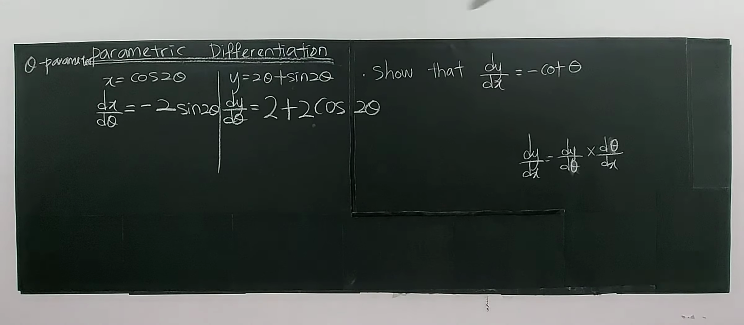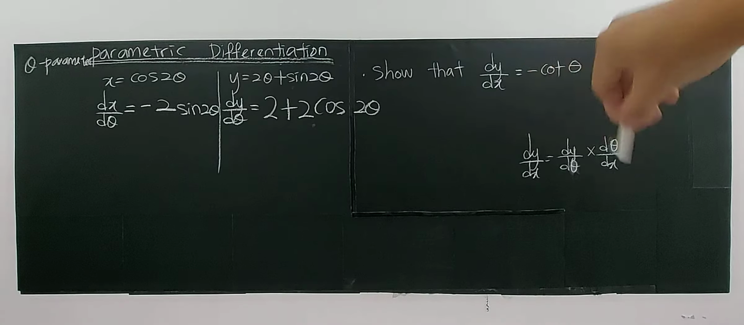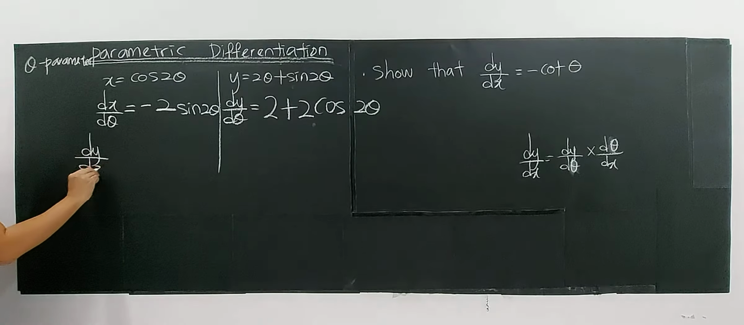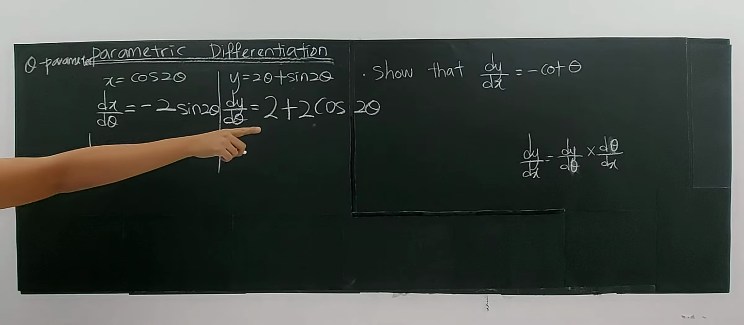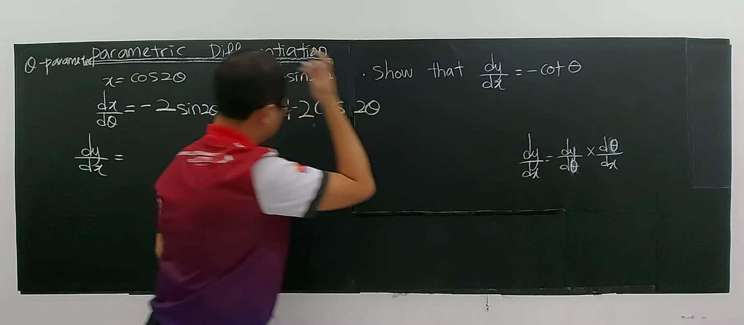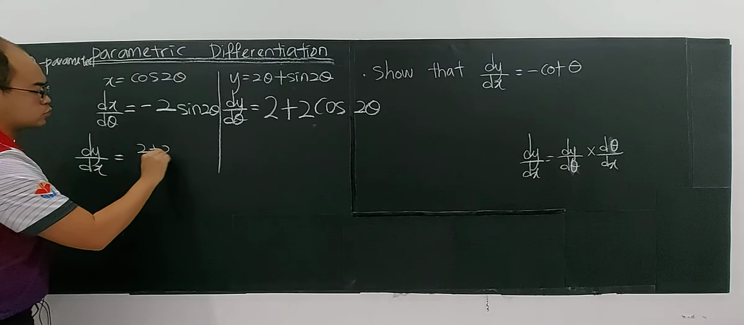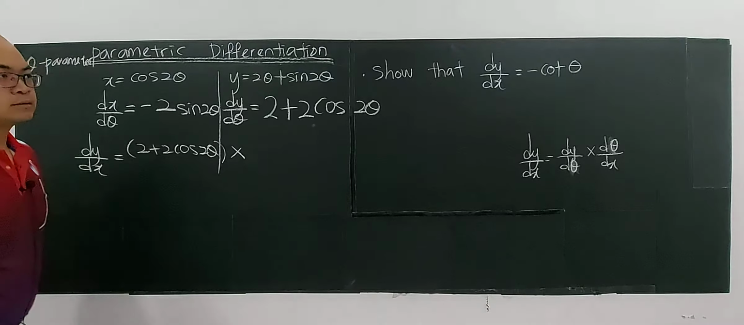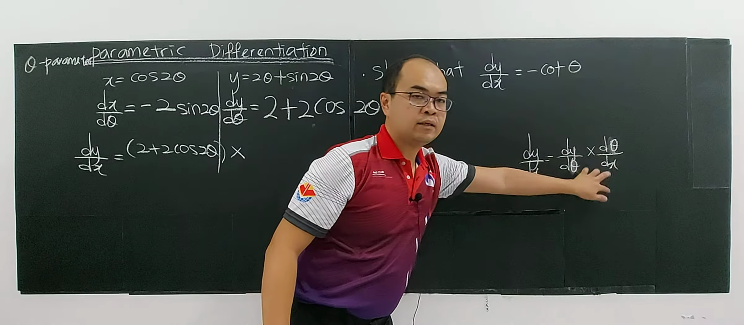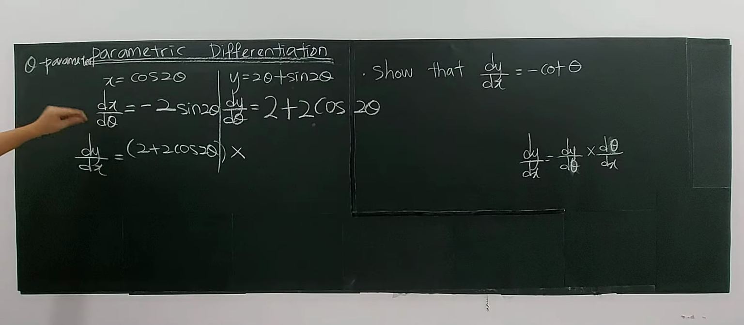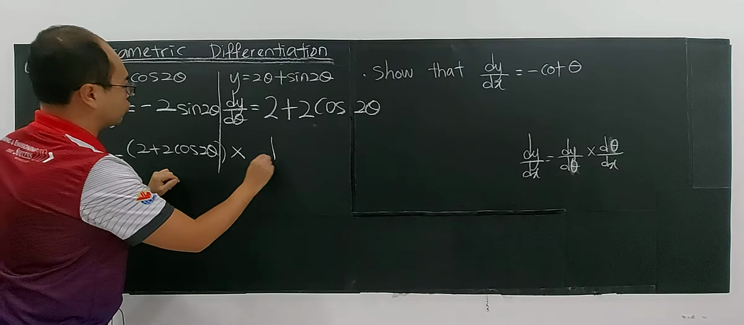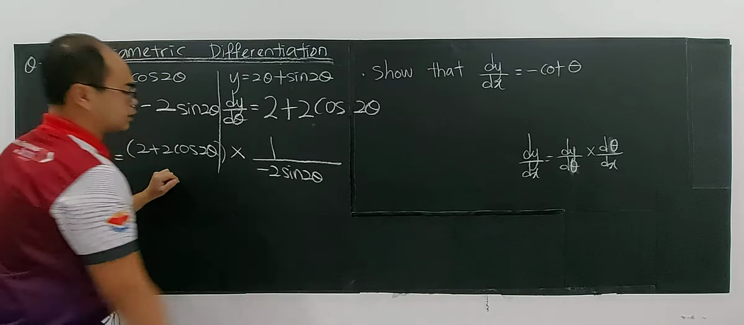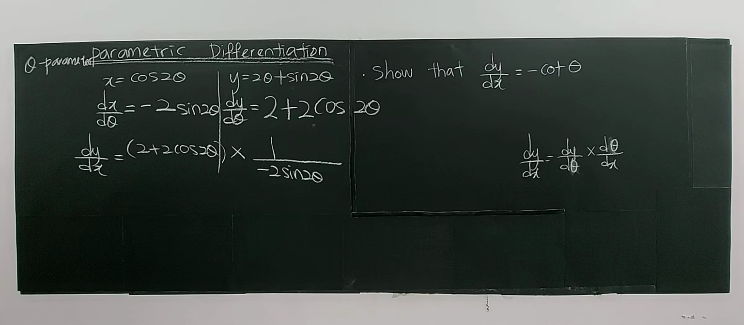Now you need to know how to apply the chain rule. Your dy/dx is the same as dy/d theta, which is 2 plus 2 cos 2 theta, multiplied by d theta/dx. This is the reciprocal of dx/d theta, so reverse the order and you get 1 over negative 2 sine 2 theta.